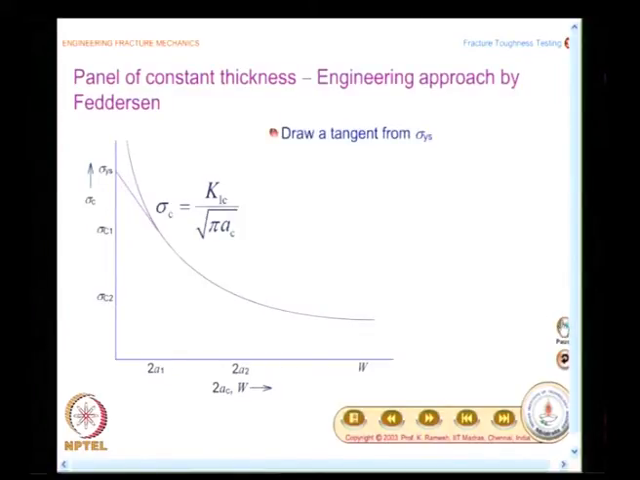So, you have to draw a tangent, you construct the graph as it is being discussed. You have an initial graph which is dictated by sigma c equal to K1C divided by root of pi a c. Now, you draw a tangent from sigma ys. This will meet this at a particular value, which could be easily determined from your analytical geometry. I am not going to get into the details, I am going to give you the final values.